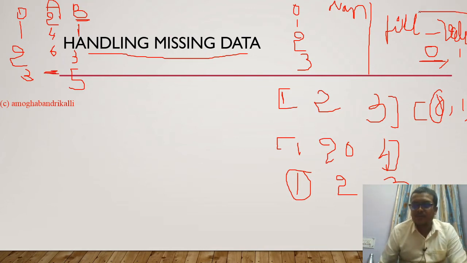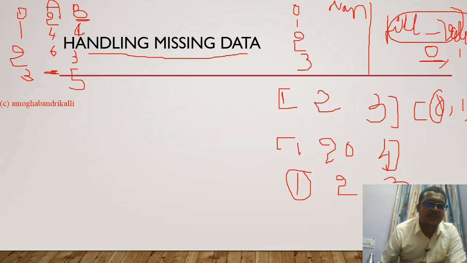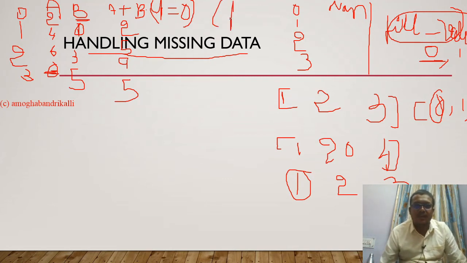So now I am using the fill operation. For missing values I am just filling the value as 0 and adding. So the answer of a plus b with fill value equal to 0: 2 plus 0 is 2, 4 plus 1 is 5, 6 plus 3 is 9, 5 plus 0 is 5. So this is for filling value 0.